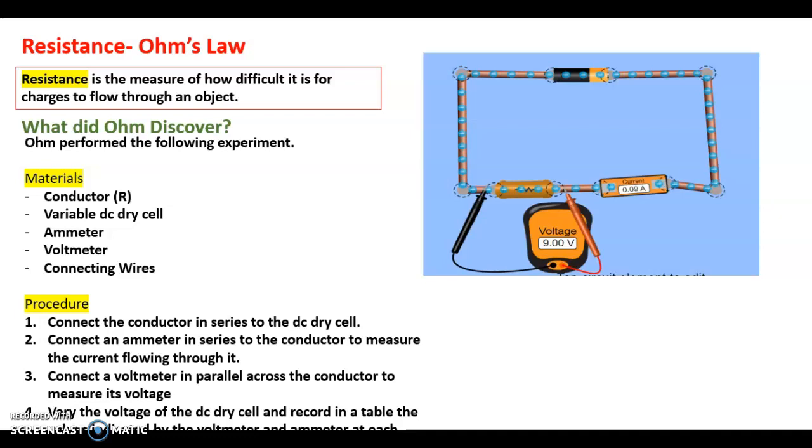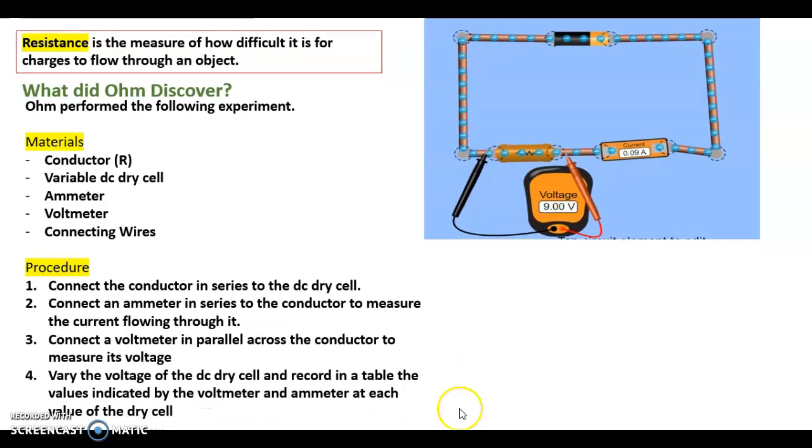follows. Connect the conductor in series to the DC dry cell. As you can see, connect an ammeter in series to the conductor to measure the current flowing through it. Connect a voltmeter in parallel across the conductor to measure its voltage and vary the voltage of the DC dry cell, and record in a table the values indicated by the voltmeter and ammeter at each value of the dry cell.